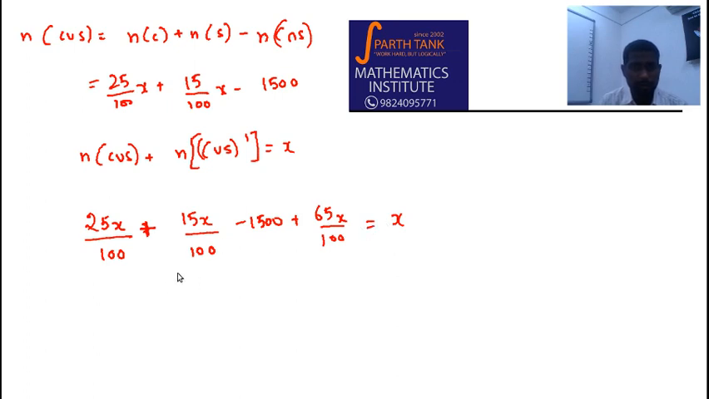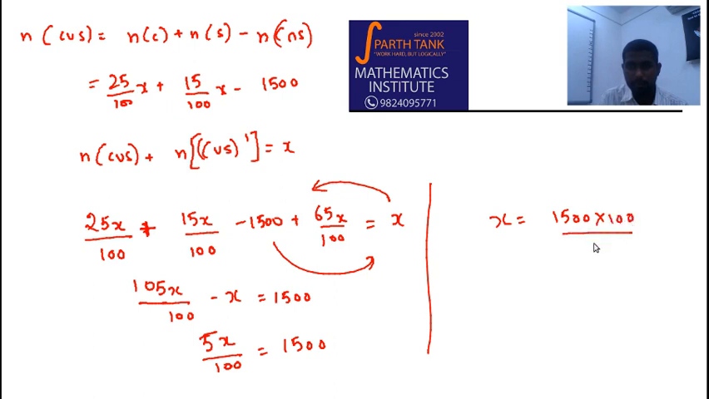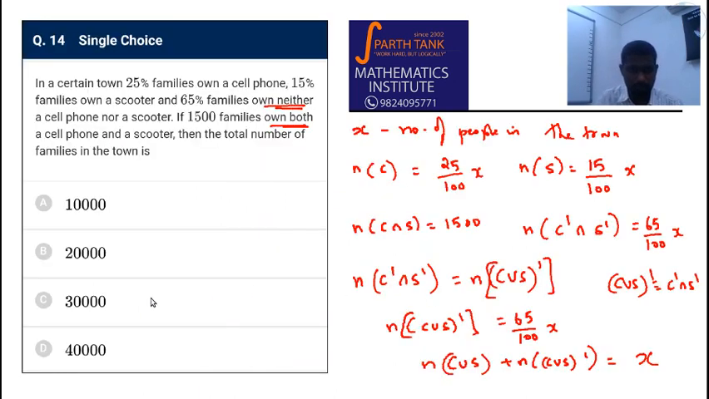Alright. So 25 plus 15 plus 65, I'm sorry, this is 105x by 100. I bring the x to the side and take the minus 1500 there. So subtracting these two will give me 5x upon 100. This is 1500. Therefore x is 1500 into 100 by 5, which is 30,000. So the total number of people in the town is 30,000.